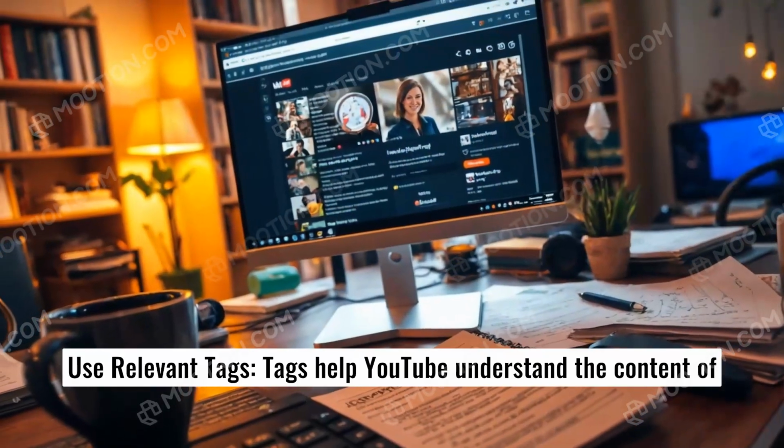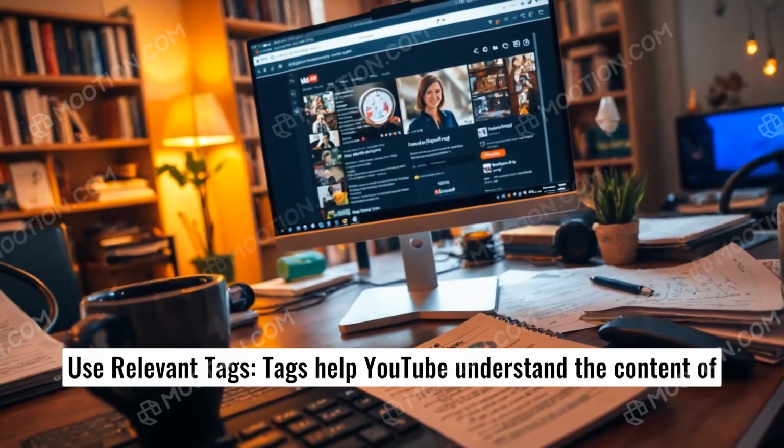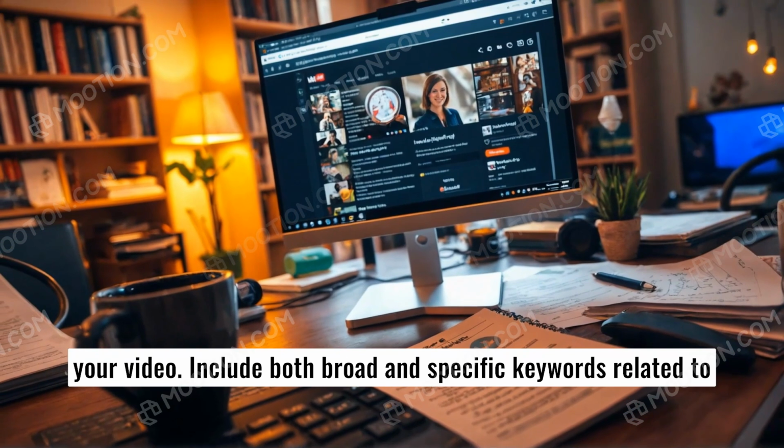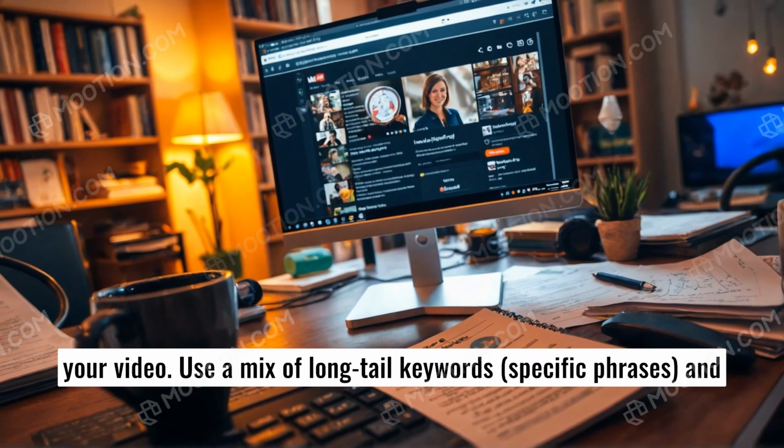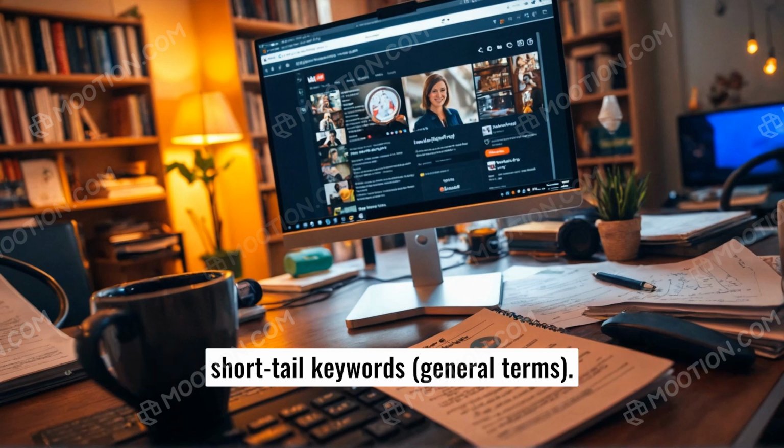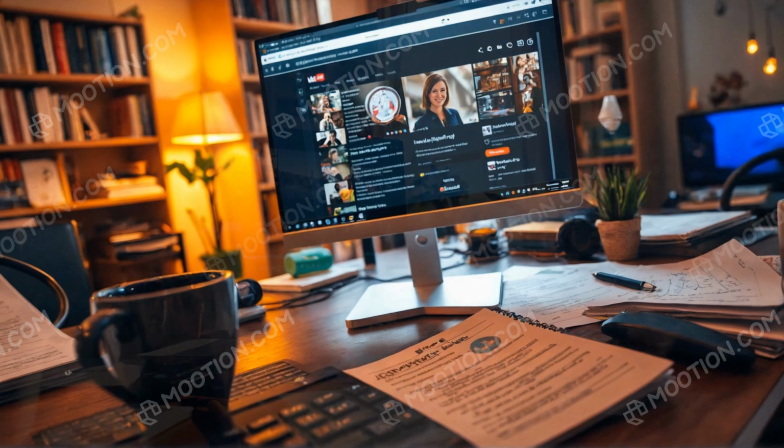Use relevant tags. Tags help YouTube understand the content of your video. Include both broad and specific keywords related to your video. Use a mix of long-tail keywords, specific phrases, and short-tail keywords, general terms.